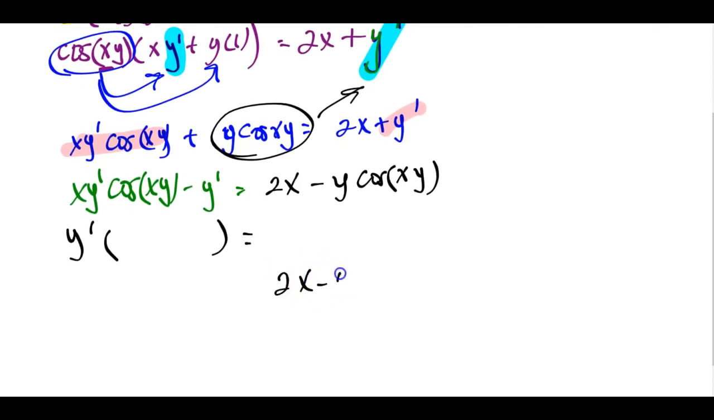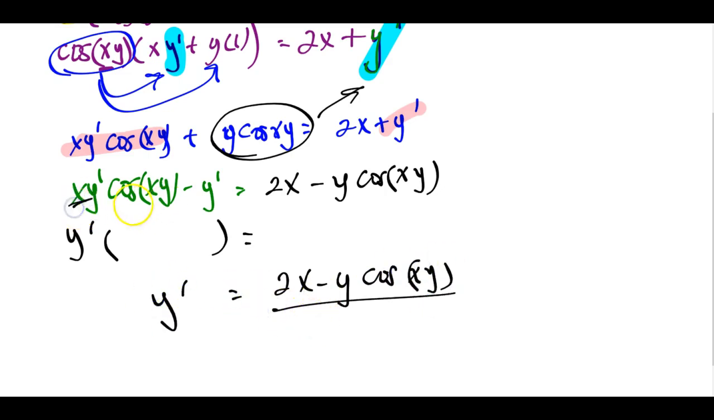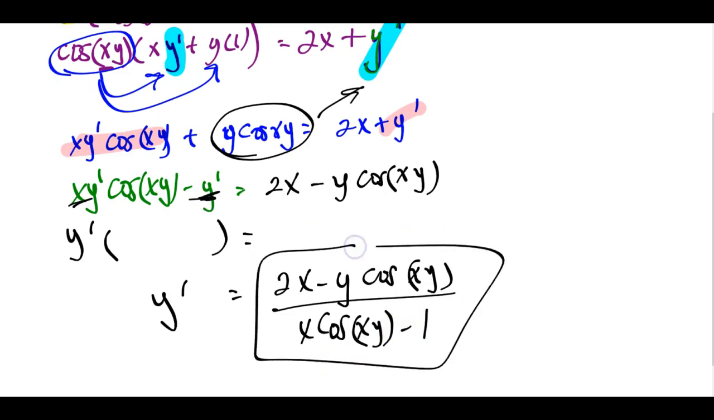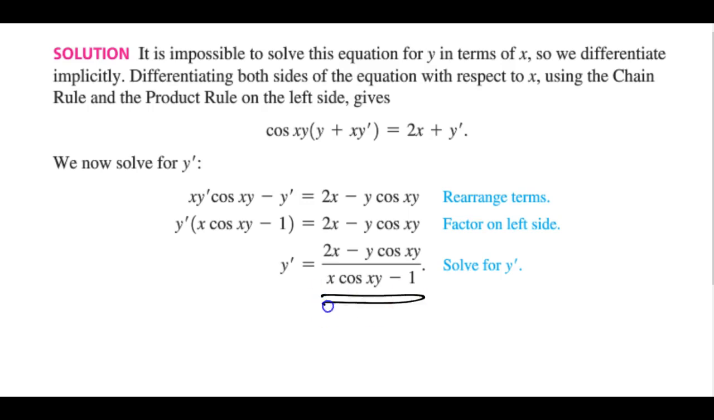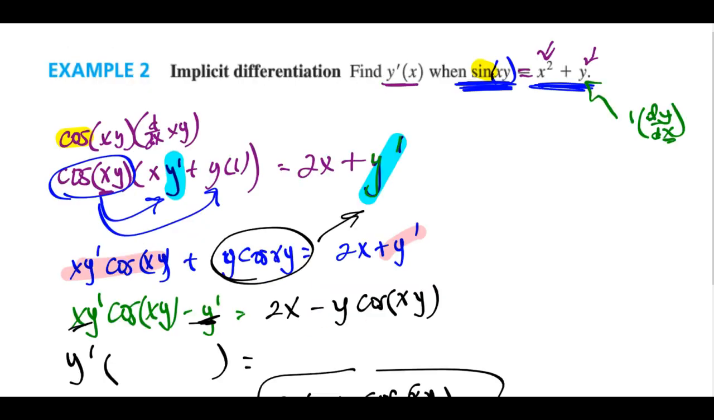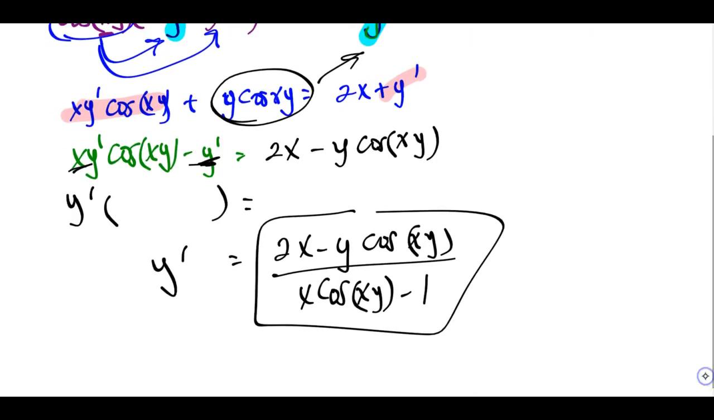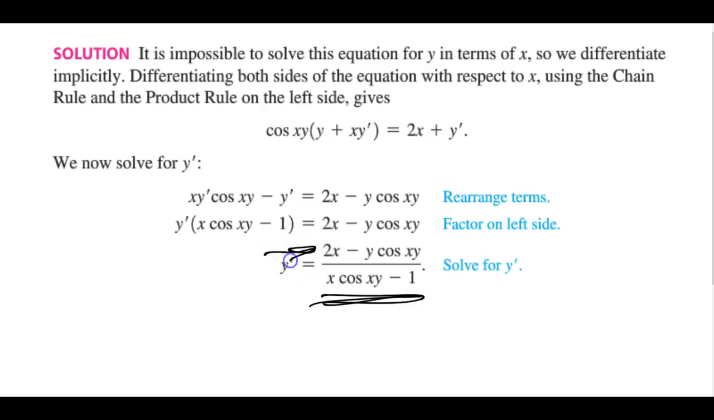So the final answer, this stays in the numerator. And my y prime would be whatever's left when I factor this guy out. Well, that would be x cosine xy. And then when you factor out a y prime, I think that turns out to be a 1. Let's see if the author agrees. It's kind of a complicated answer. Yeah, x cosine xy minus 1. Looks like it. 2x minus y. Yep, looks pretty good to me.